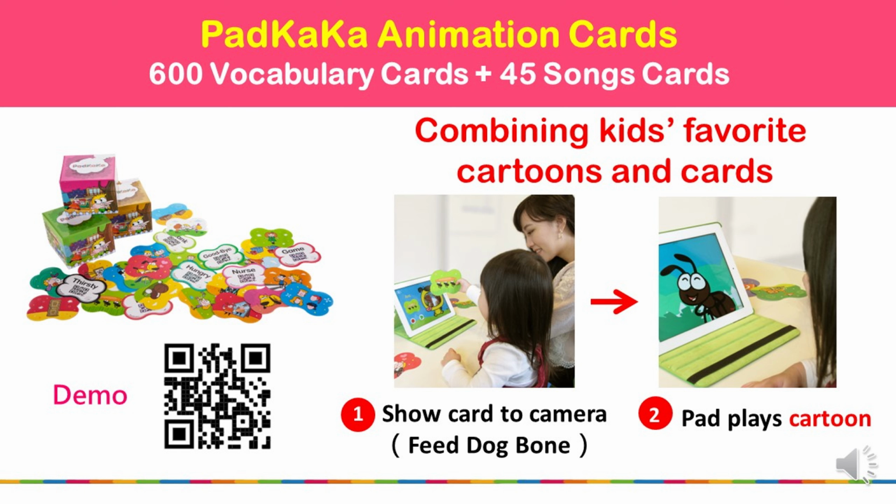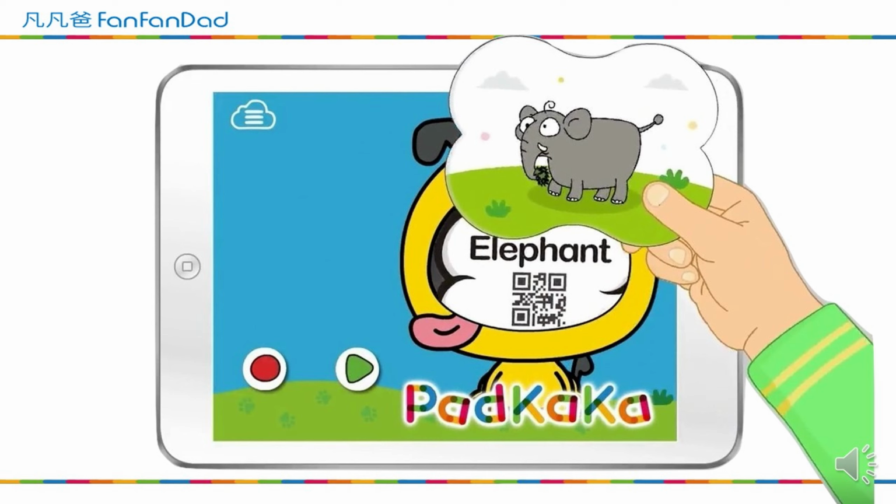PadKaKa animation cards combine kids' favorite cartoons and cards. It includes 600 vocabulary cards and 45 song cards. Kids show a card to the camera, then the pad will play the corresponding cartoon. The card design is shaped like a bone, which makes kids feel like they are feeding a dog a bone. Kids like to feel in control, and they love feeding bones.